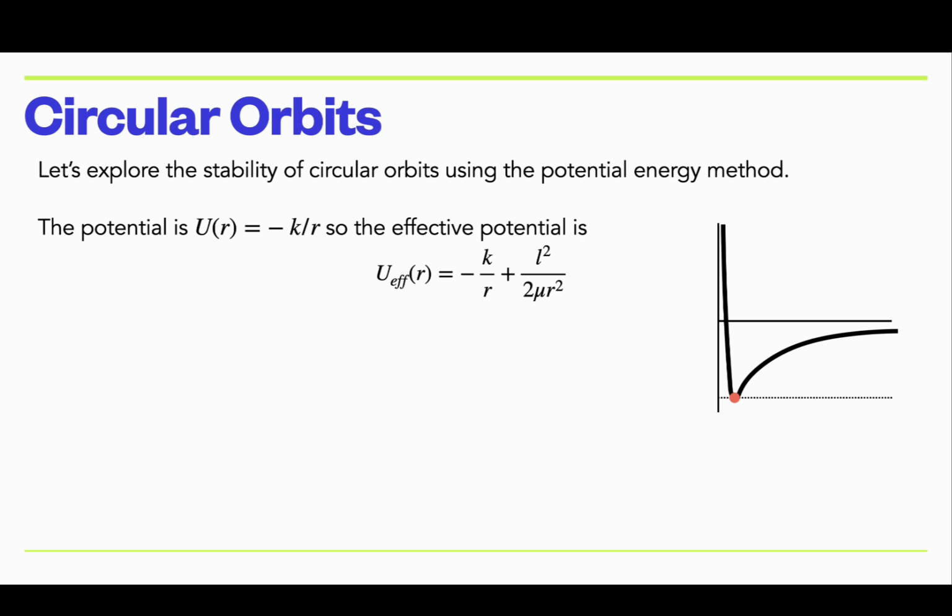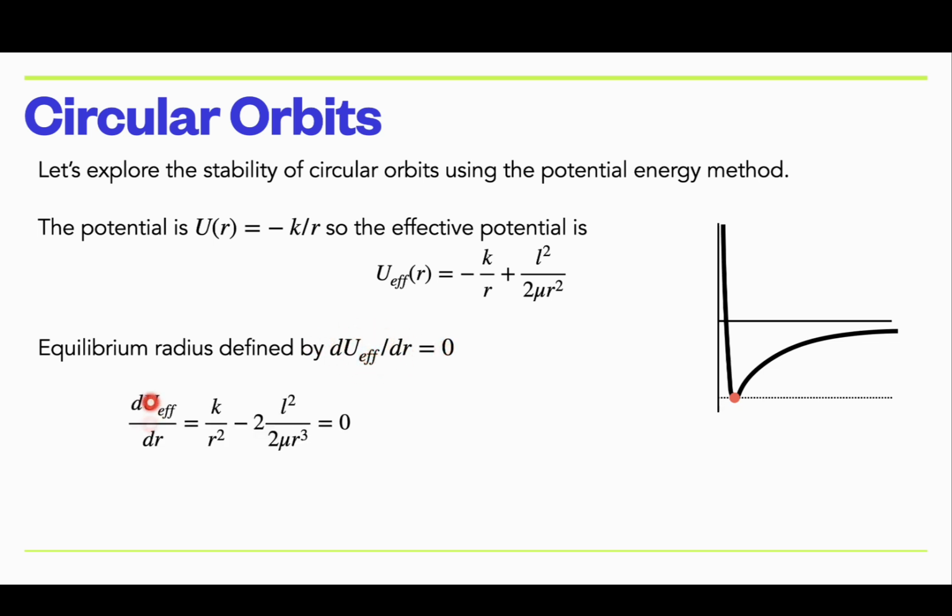So the circular orbit is going to be the equilibrium point at the bottom of this potential energy well. So we'll plug in the 1 over r dependence on the potential for an inverse square law. That's the centrifugal force. We find the equilibrium point by taking the gradient of the potential and setting it equal to 0. So when you take the derivative of it, you get k over r squared, and then this term has a 1 over r cubed dependence. Set that equal to 0 to find this point.